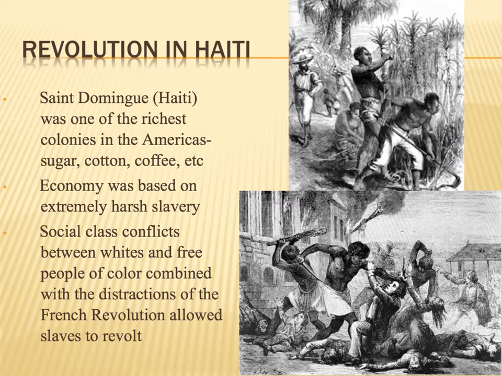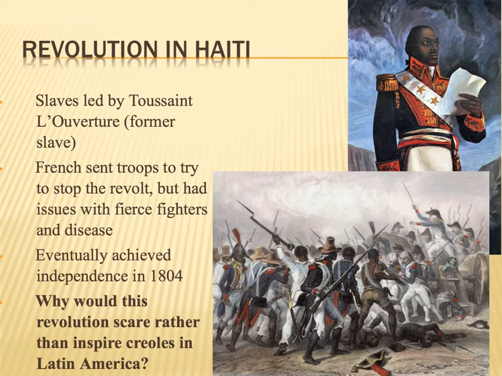Also, France at the time, who owned Saint Domingue, was distracted by the French Revolution, because this is again in the very early 1800s. And so all of those things created an opening for the slaves to revolt. So the slaves were led by Toussaint Louverture, who you see here, who was himself a former slave. And the French sent troops to Saint Domingue because they're afraid of losing this very valuable colony to try to stop the revolt. But they definitely underestimated how powerful the armies were in Saint Domingue and how good a leader Toussaint Louverture was and how much slaves really were willing to fight to gain their freedom.